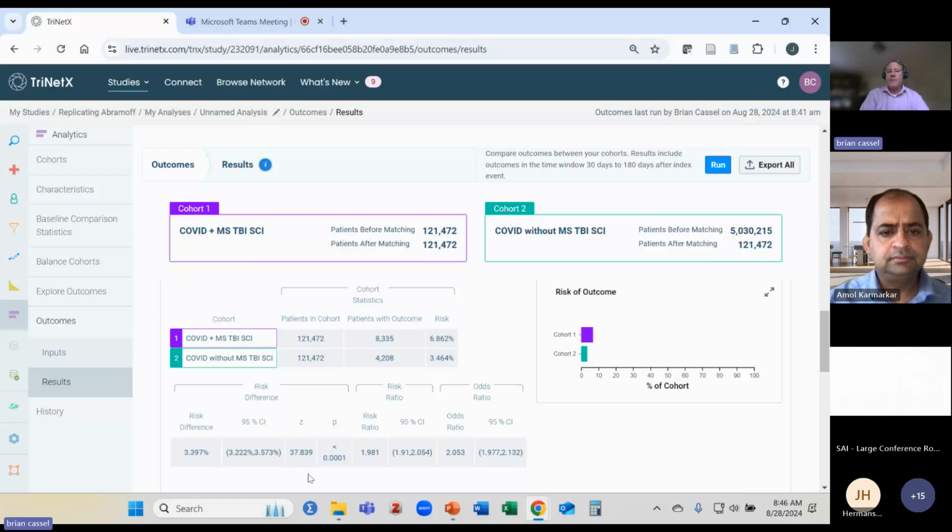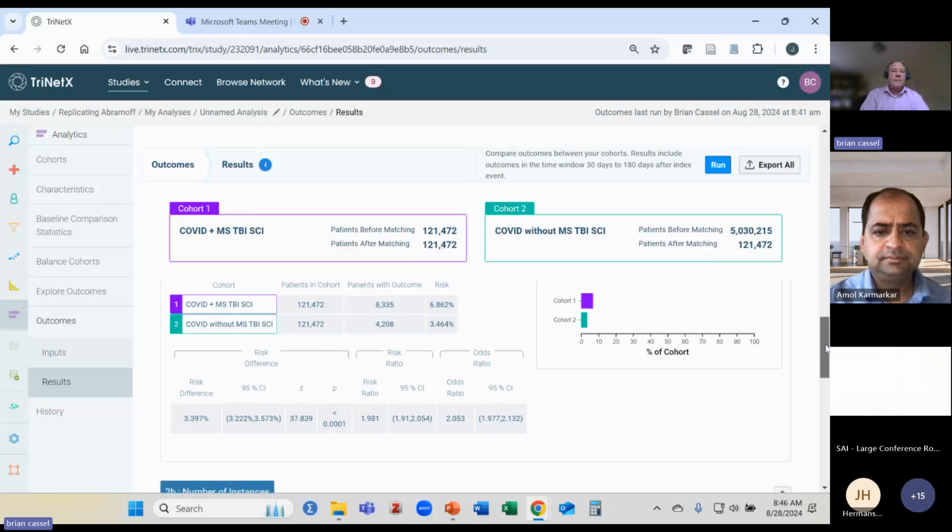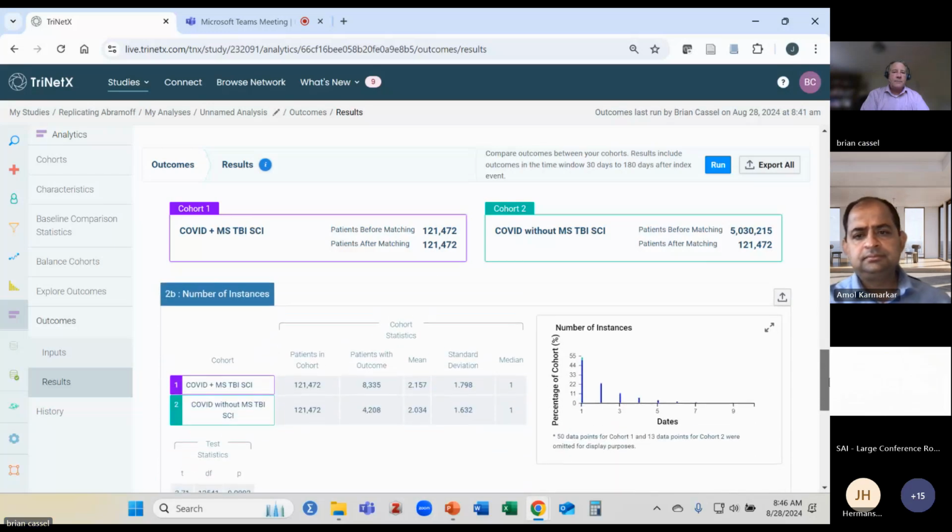Huge Z-score, small p-value on the risk difference, almost a risk ratio of 2. And again, my confidence interval is not crossing 1.0. So I know that that is a robust finding. So my odds of being hospitalized, if I have these pre-existing conditions, odds of being hospitalized after COVID are almost double for that group compared to not having those conditions.